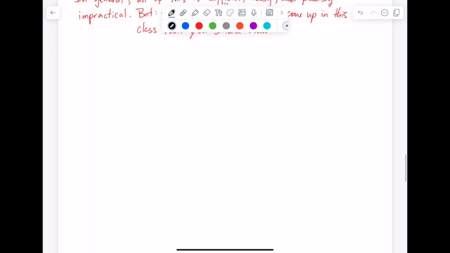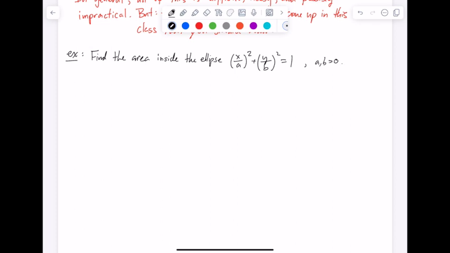As an example, a very common situation you'll see maybe in your assignments or on tests is changes of variable relating to ellipses. So let's find the area inside the ellipse given to you by (x/a)^2 + (y/b)^2 = 1. Now in this example, let's just, for convenience sake, suppose a and b are both greater than 0, even though it doesn't really matter because those quantities are squared anyways.